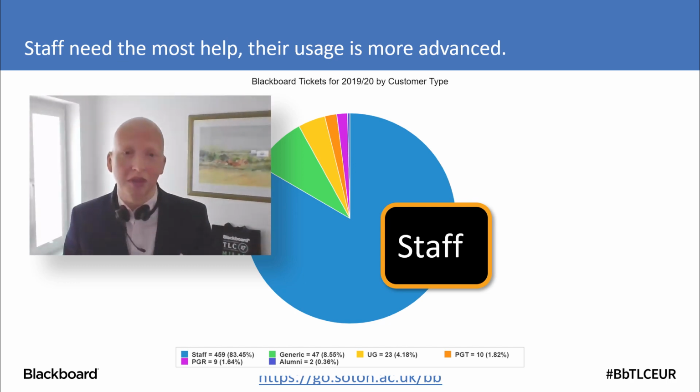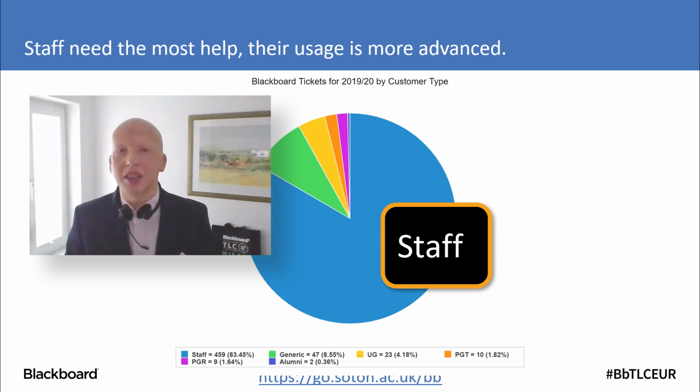The next quadrant, the green, that's kind of generic accounts like school office accounts, which are kind of shared between, say, a group within an office. Those are predominantly the largest group of people that are raising tickets, but they are also a smaller group. Students are a much larger group but raise far fewer tickets. But staff make much more advanced use of Blackboard, of course.